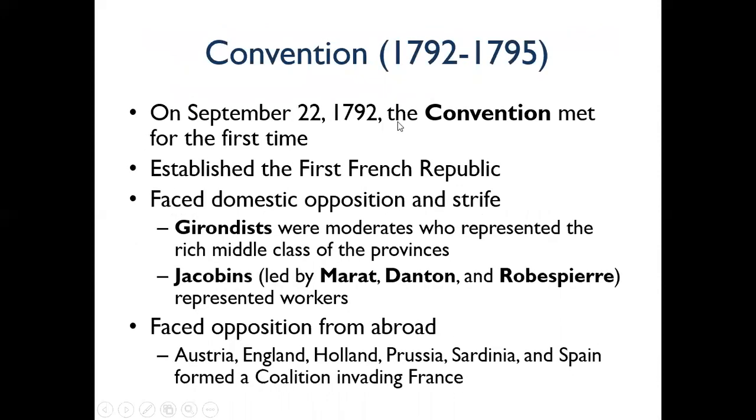Next is the convention from 1792 to 1795. On September 22nd, 1792, the convention met for the first time and they established the first French Republic. Faced domestic opposition and strife. Girondists were moderates who represented the rich middle class of the provinces, and Jacobins, led by Marat, Danton, and Robespierre, represented workers. Faced opposition from abroad. Austria, England, Holland, Prussia, Sardinia, and Spain formed a coalition invading France.